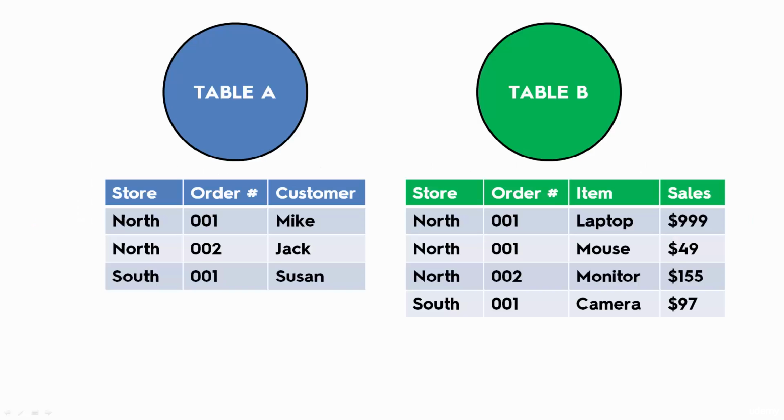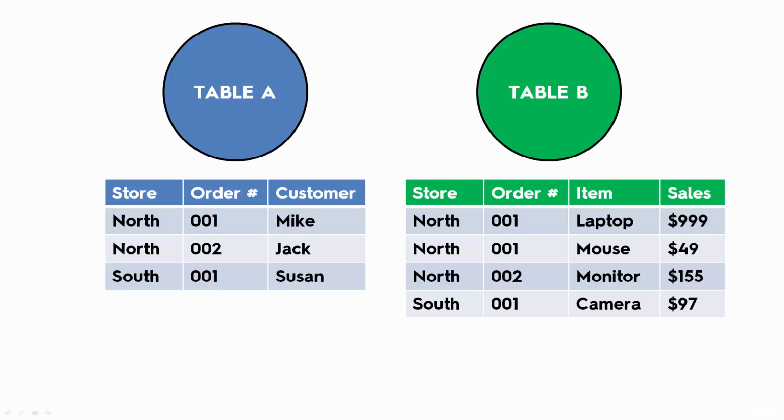Here we've got two tables, Table A and Table B. Table A lists the orders that were conducted in our two stores, which are North and South. As you can see, we had two orders in the North store, order number 1 and order number 2. And in the South store, we had only order number 1. It also lists the customers, Mike, Jack, and Susan. Table B lists the itemized description of those orders. So we've also got the store location, the order number, the item within that order, and the sale made on that item.